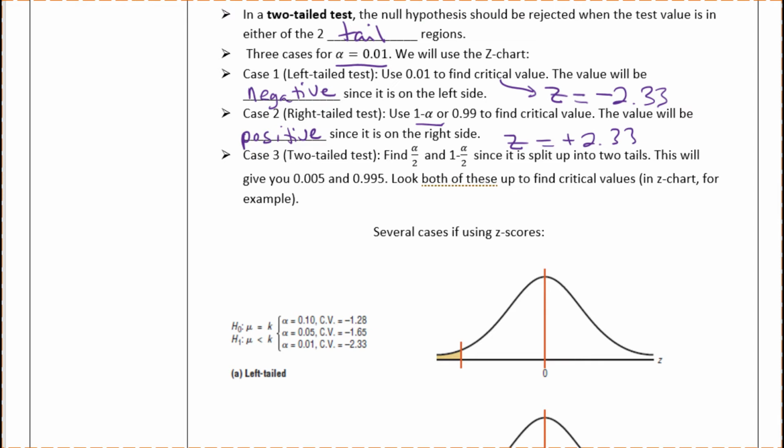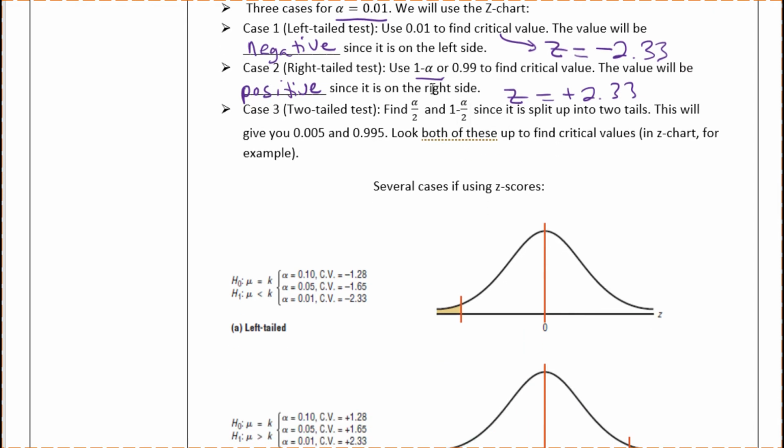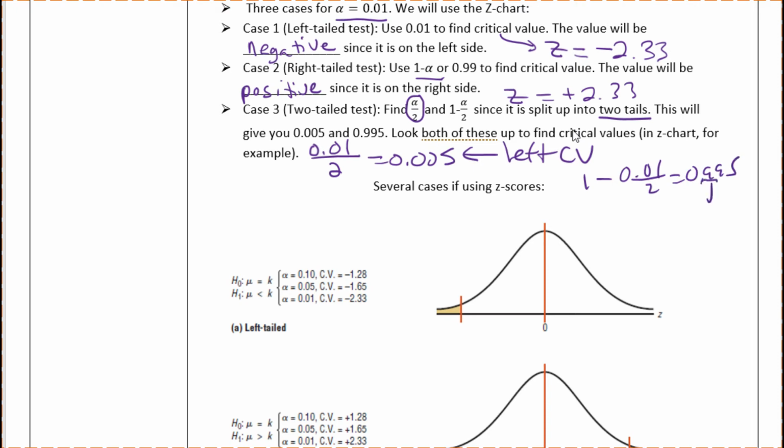If it's a two-tailed test, you're going to look up alpha divided by 2 and 1 minus alpha divided by 2, because now you're splitting the alpha into two tails. Since you're splitting the alpha into two tails, you're dividing by 2 here. So we do 0.01 divided by 2, which is 0.005. That will help you with the left critical value. Then 1 minus alpha divided by 2, which is 0.995, will help you with your right critical value.